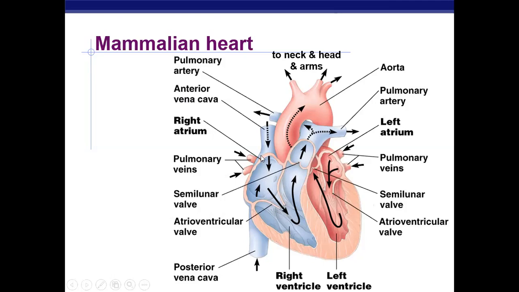That's why this section is blue, because this is blood that is low in oxygen here, and then this section of the heart here and here is red because these sections have blood with oxygen in them. So make sure in your drawing that you're getting this as well, all right?